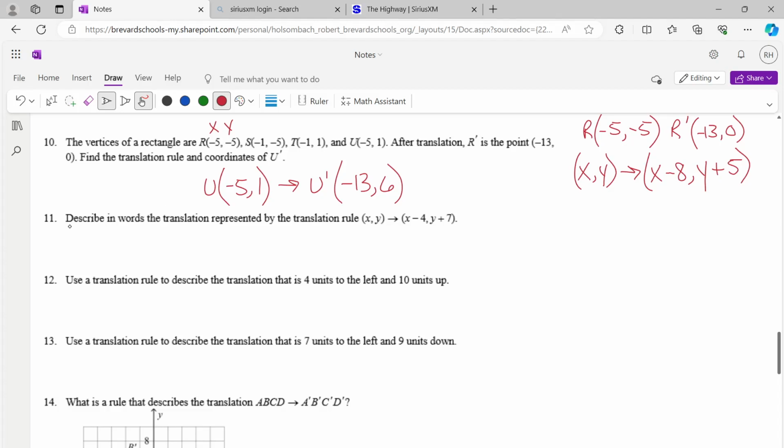All right, problem number 11. Describe in words the translation represented by the rule. So look what happens in this rule. Whatever we do to the x moves us left or right. So this went left 4. Whatever we do to the y moves it up and down. So if we added 7 to the y, we went up 7. So there's the description in words. This image got moved left 4 and up 7.